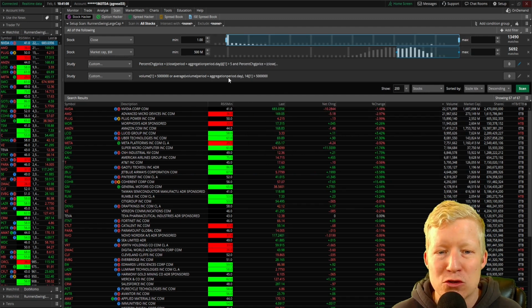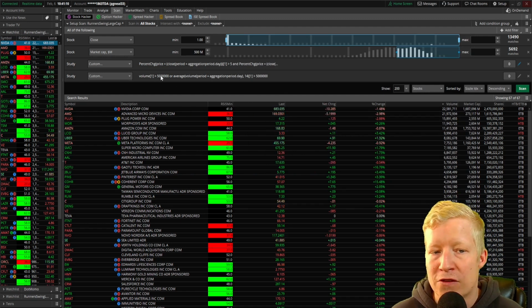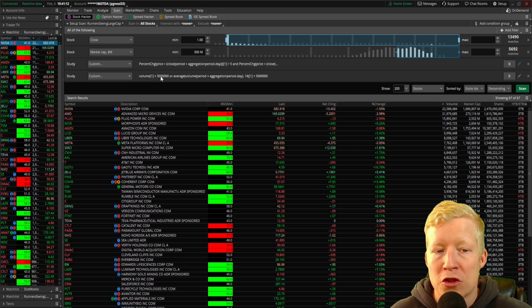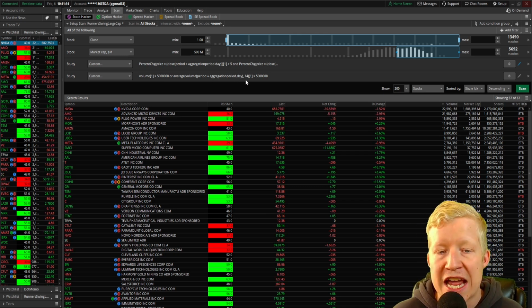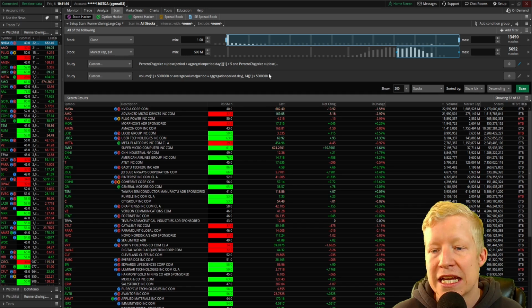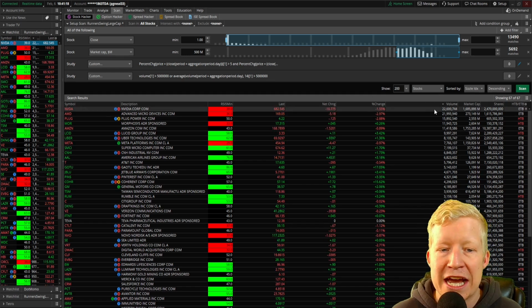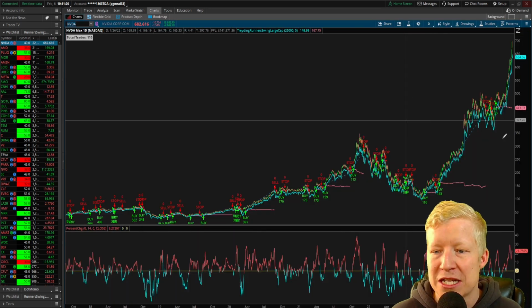So that's why it's okay to use close here. And then I use the same volume metrics. If the volume bar on the previous is over 5 million, or if the average volume of the last 14 is over 5 million, I sort this scanner top down. Let's go ahead and look at some of the stocks that are on it.